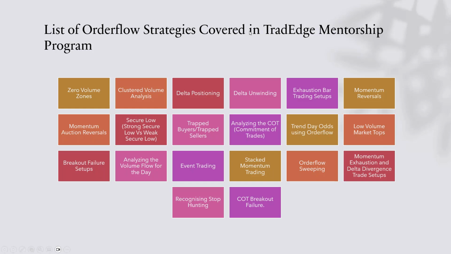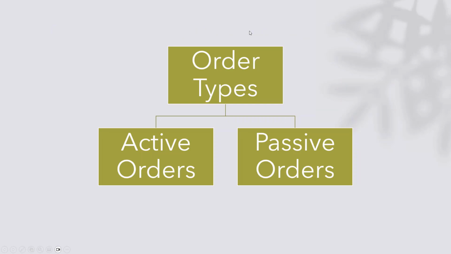Now coming back to the topic here. We can classify order types into 2 categories. One is an active order, another one is a passive order. An active order is the one which moves the market. Typically, a market order belongs to this category. A market order is also called an active order or an aggressive order. A passive order is nothing but a pending order, which is nothing but a limit order.